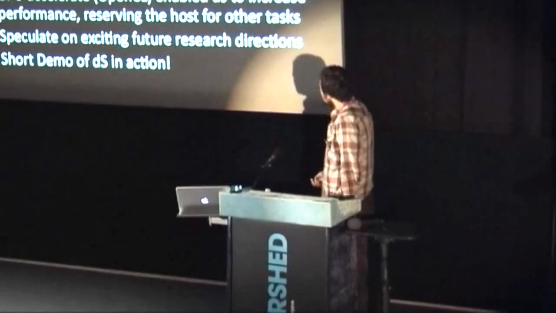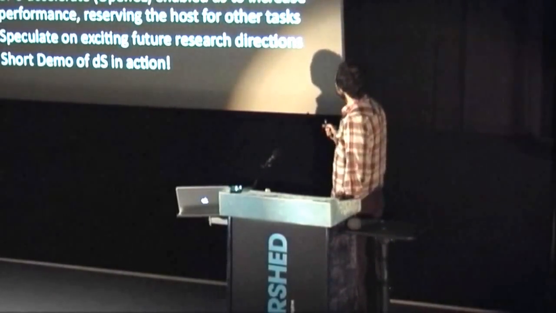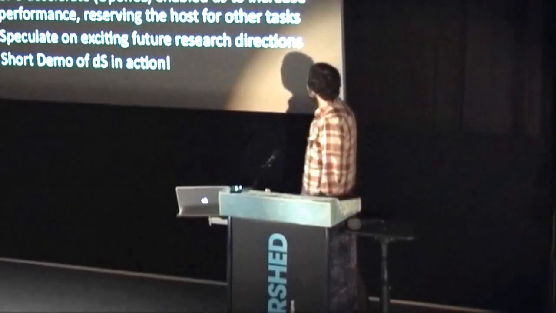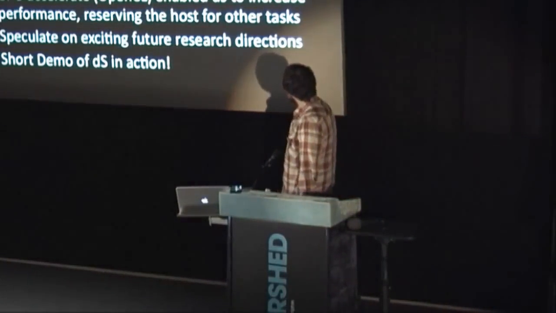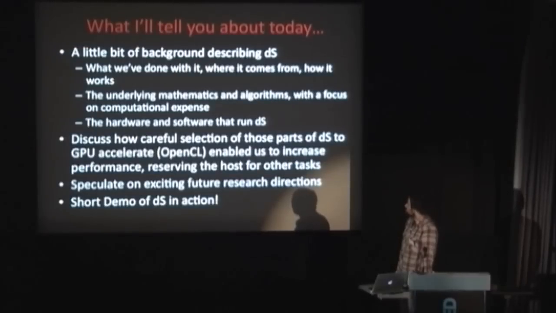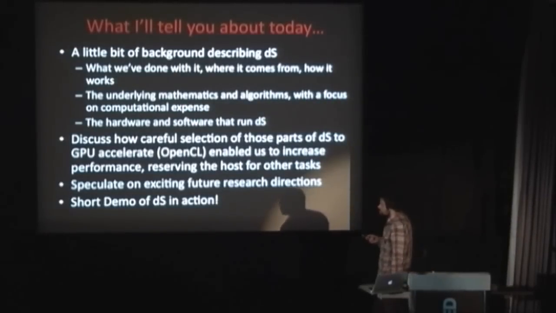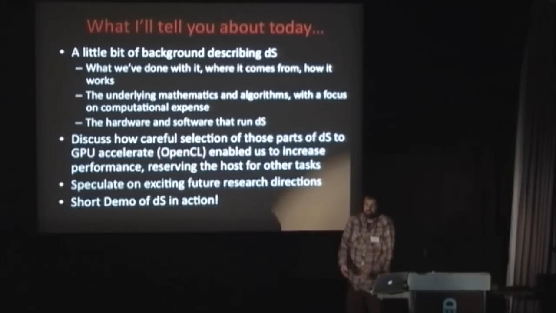So I'm going to just tell you a little bit about the background of what danceroom spectroscopy does, which we abbreviate DS. I'm going to tell you a little bit about what we've done with it, where it comes from, how it works. I'm going to say something about the underlying mathematics and algorithms. And I'm going to focus on computational expense, so that when I tell you what we've done with the GPUs, it kind of makes some sense.